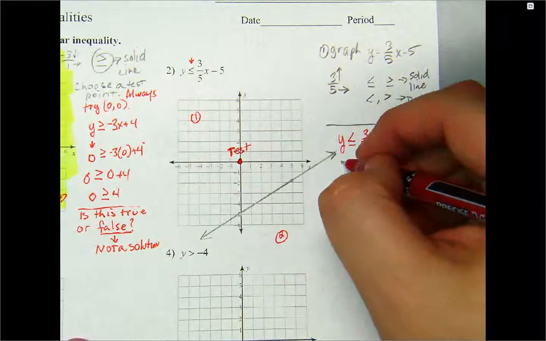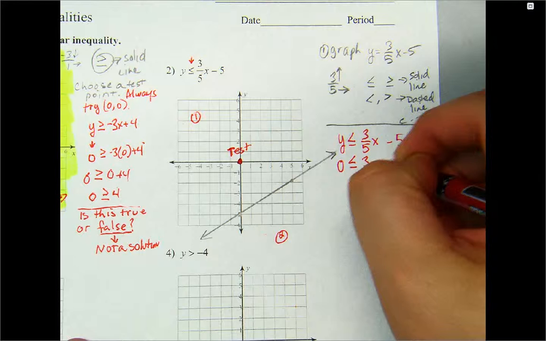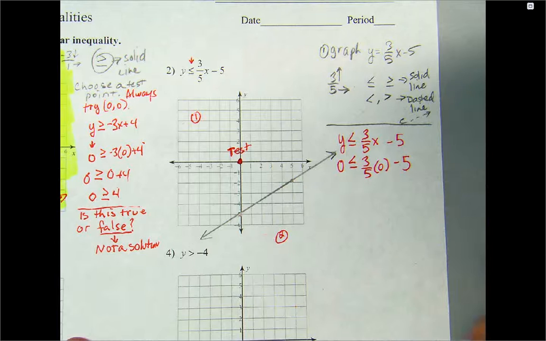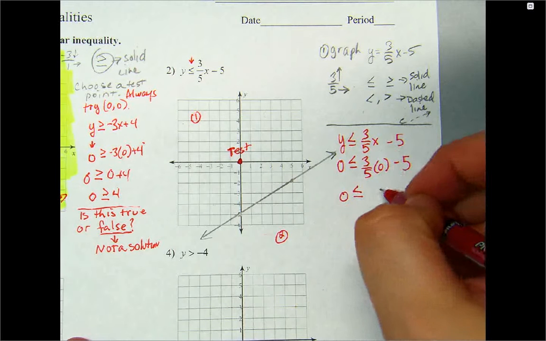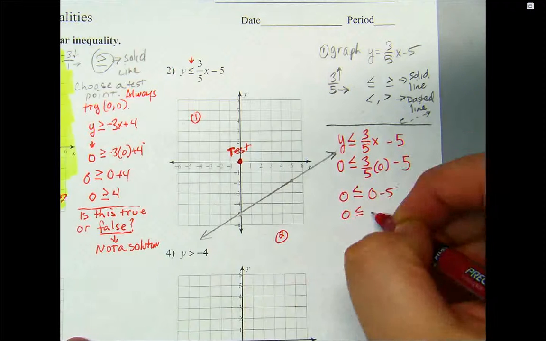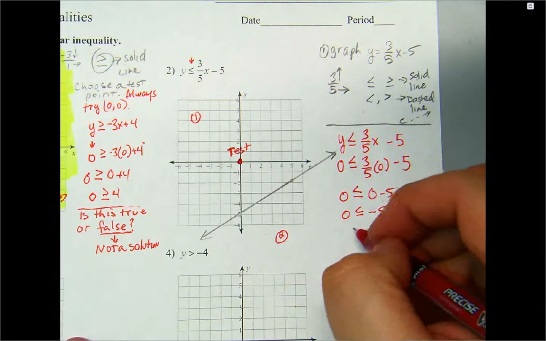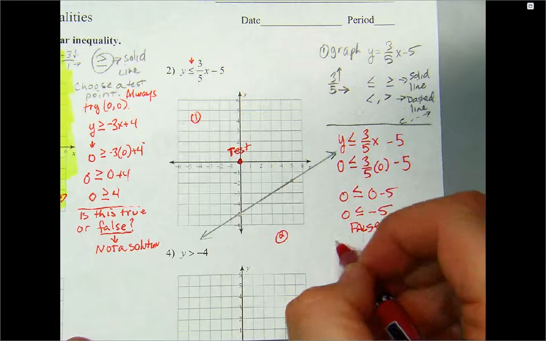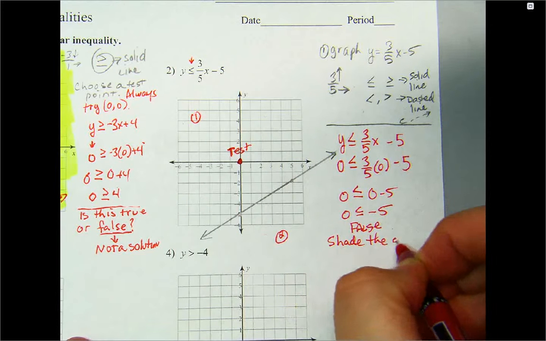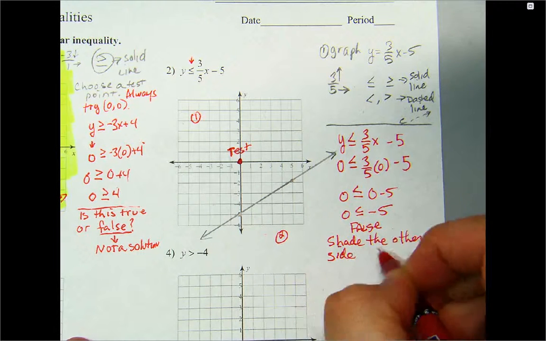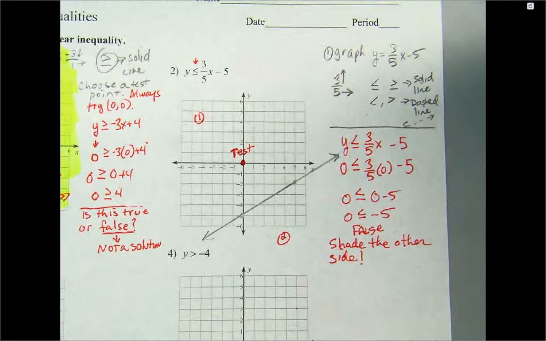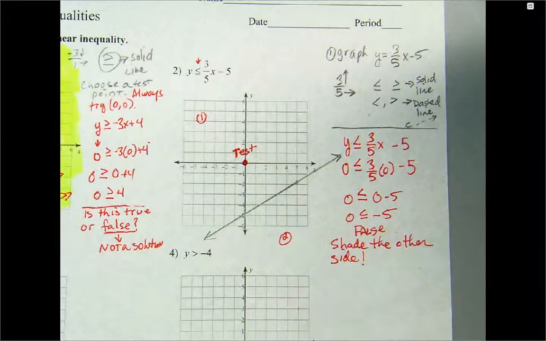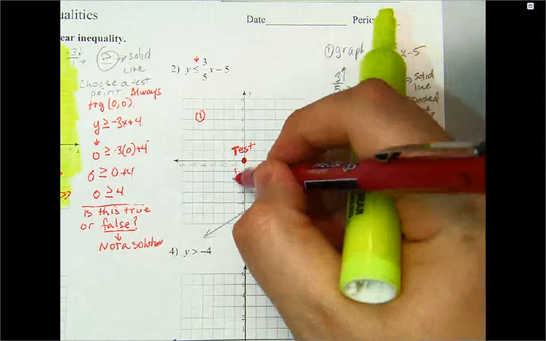So I'm going to put in 0 is less than or equal to 3/5 times 0 minus 5. Now, what's 3/5 times 0? 0. So I get 0 is less than or equal to 0 minus 5. So 0 is less than or equal to -5. Is that true or false? It's false. Now, if it was true, I would have shaded up here where the test point was. But since it was false, we don't want to be where the false points are.